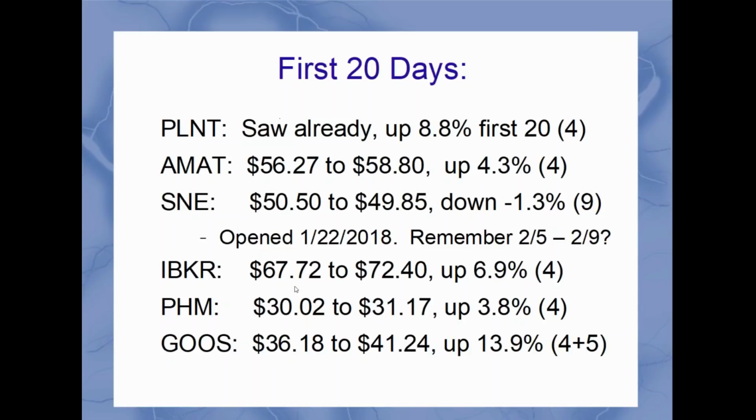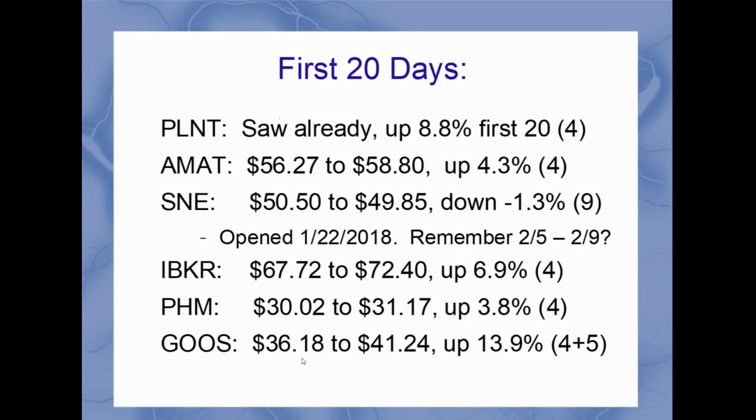Interactive Brokers, from the open at 67.72, and you can see that on the track record there for Fusion, to 72.40, up 6.9%. Income method number 4 was used to cut the risk in half. PHM, 30.02 was the open to 31.17. Not a lot, but it's that 3 to 6% I was looking for in the first 20 days. IM4 was used again.